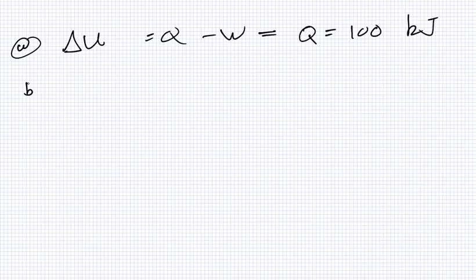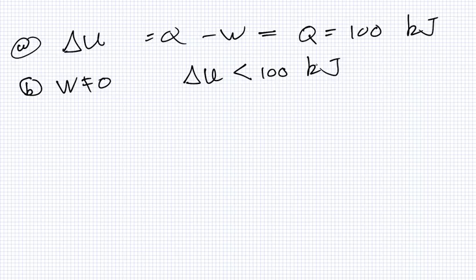In part B, the story is the same, except the kettle now whistles and shakes. So in part B, the work is not zero, so all we can really say is that the delta U will now be less than 100 kilojoules.